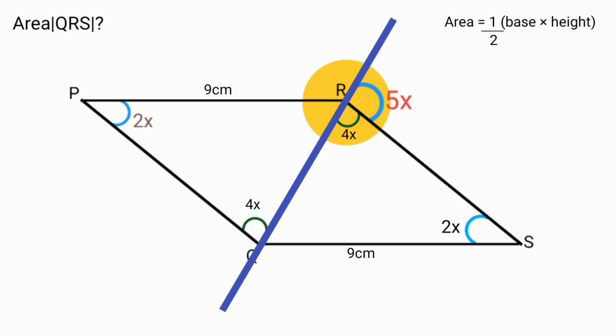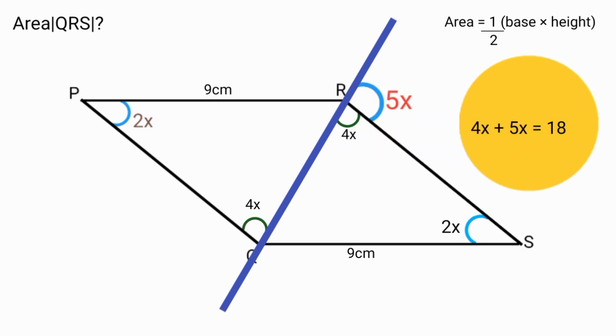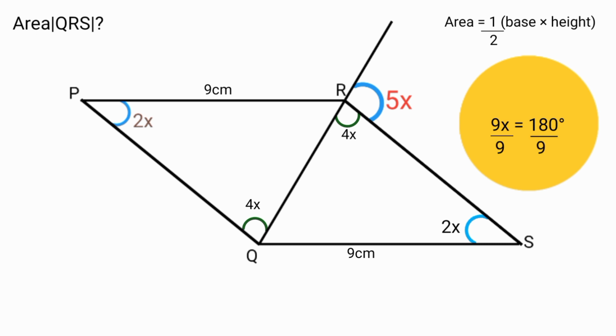So to find the size of each angle, we need to find x. And to find x, we can form an equation: 4x plus 5x equals 180 degrees. 4x plus 5x is 9x. So 9x equals 180 degrees. To find the exact value of x, we divide both sides by 9. So 9x over 9 equals 180 over 9. Here 9 cancels 9, and 180 degrees divided by 9 is 20 degrees. So x equals 20 degrees.